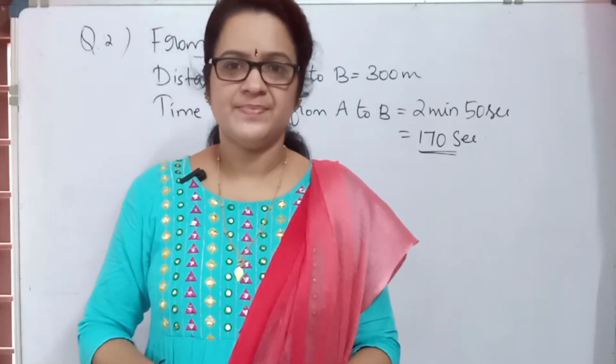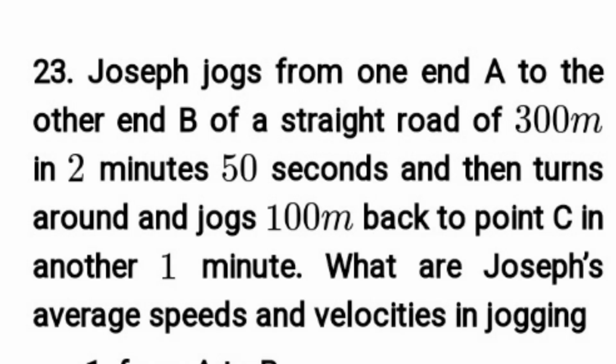The question is: Joseph jogs from one end A to the other end B of a straight 300-meter road in 2 minutes 30 seconds and then turns around and jogs 100 meters back to point C in another 1 minute. What are Joseph's average speeds and average velocities in jogging from A to B and from A to C?